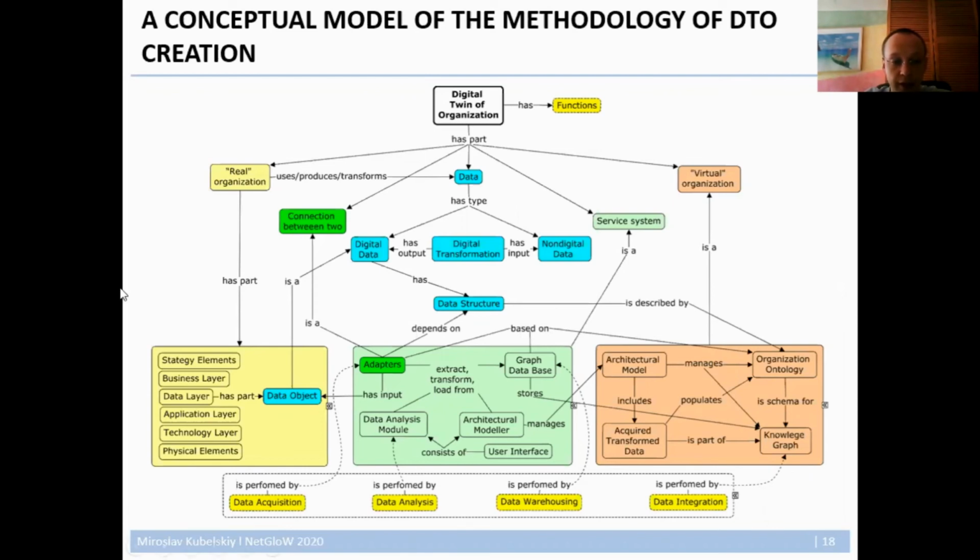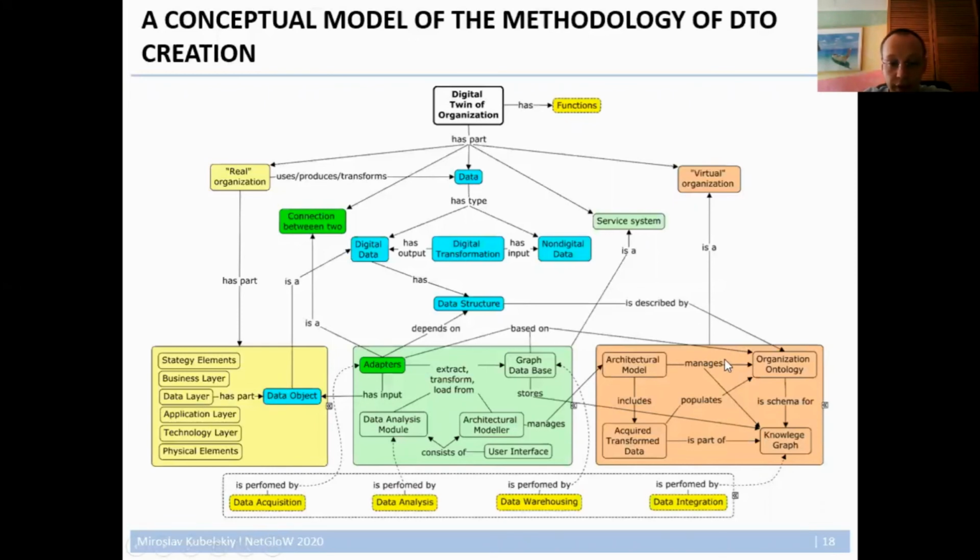A real organization can be presented as a collection of architectural layers, each of which includes certain types of objects, their attributes, and relationships between them. Digital data contained in enterprise information systems is presented as a data object, here it is on the picture, which is related to the architectural data layer.